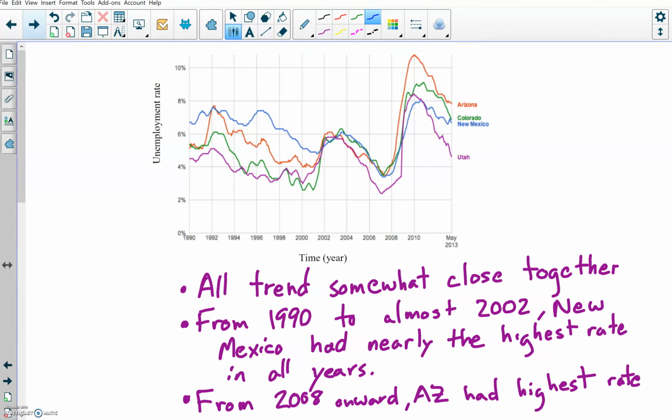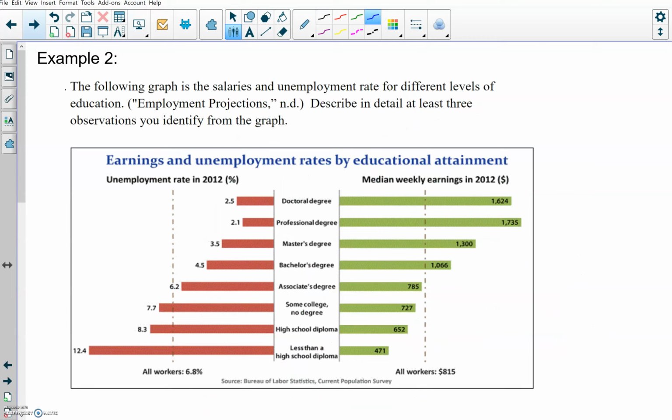So this next one, the following graph, is salaries and unemployment rate for different levels of education. I want you again to find three things that you notice in this graph. And I will say professional degree, if you're wondering what that is, that's things like doctors, lawyers, etc. So go ahead and pause.